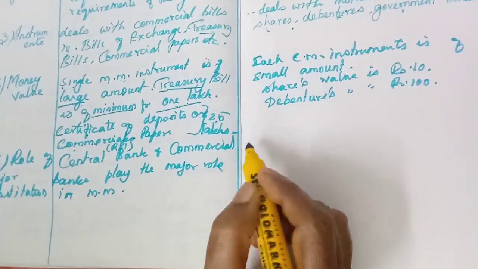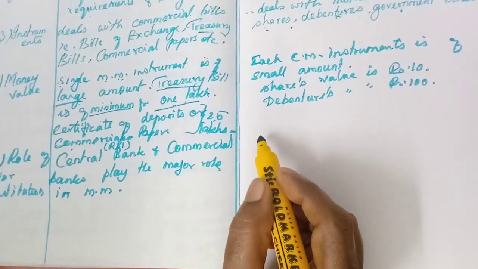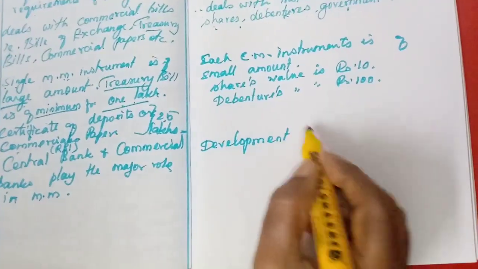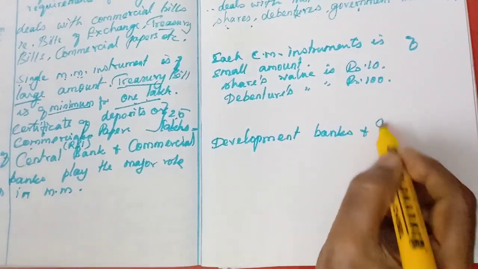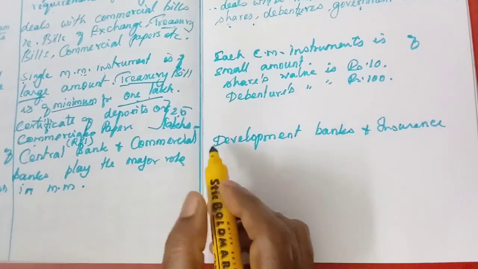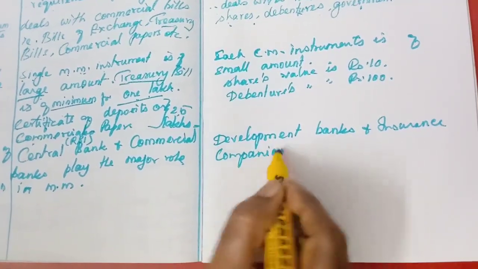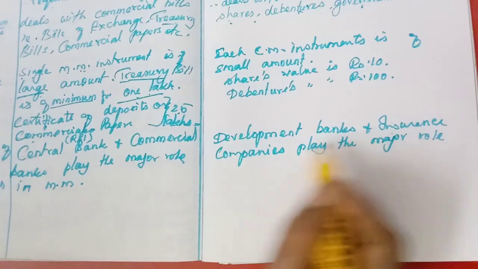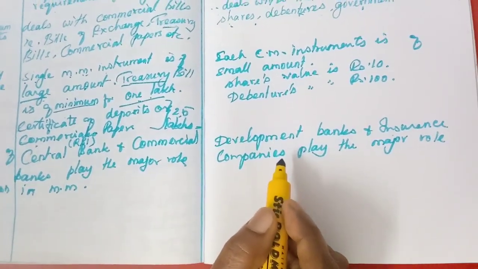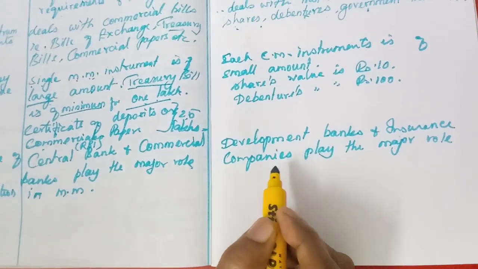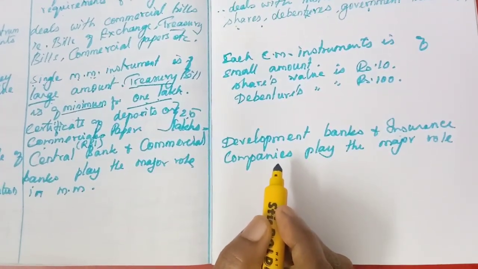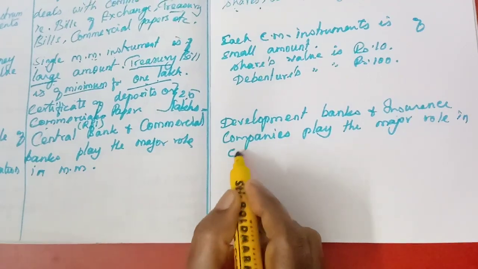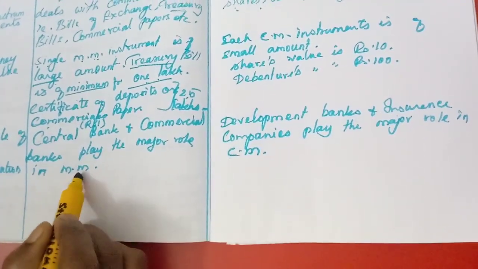But here in capital market, development banks, there only we studied the development banks, isn't it? So development banks and insurance companies play the major role in capital market. Now itself, soon after listening to this class, you will be thorough about this question and answer. Understand? If you don't study, just listen 1 or 2 times. You will be able to learn everything. Okay. Major role in capital market. Capital market you have to write fully. Money market you have to write fully.